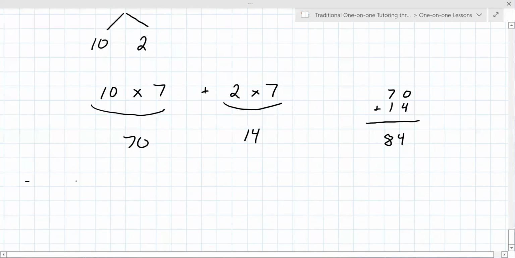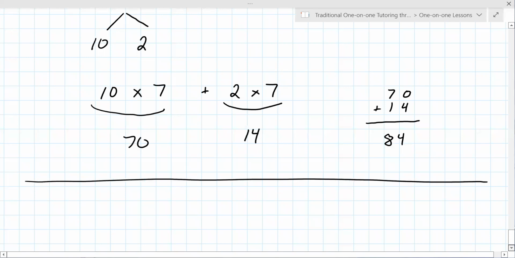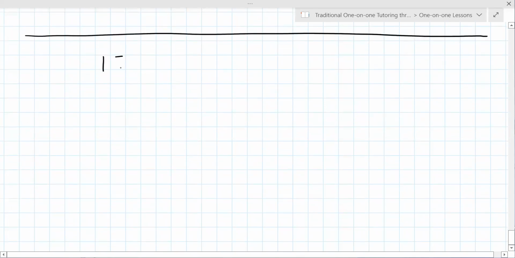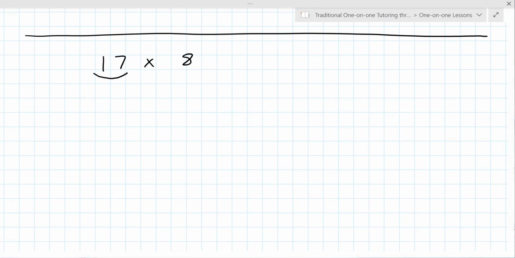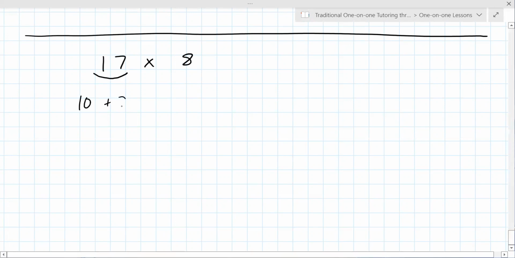Okay, so let's try another one here. Let's try 17 times 8. And I want you to break apart 17 into two numbers. What can you break apart 17 into? What two numbers? 10 and 7. 10 and 7, good. Okay, now we're going to multiply each of those by 8. So it's going to be 10 times 8 plus 7 times 8.